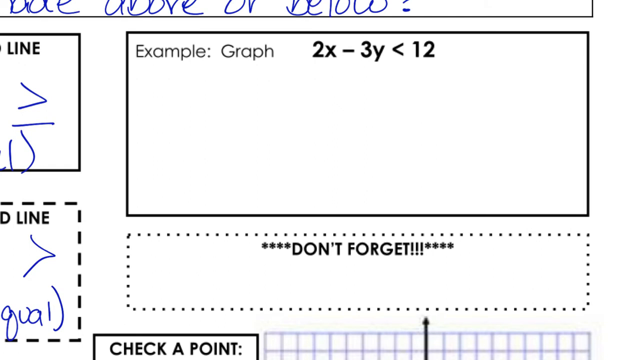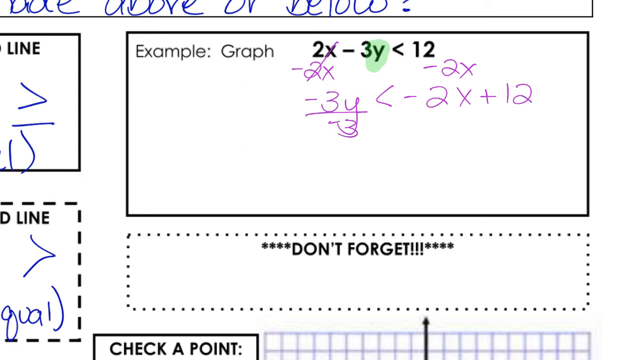Here we have 2x minus 3y is less than 12. So my goal here is to get y by itself. So I'm going to manipulate this equation. So I have negative 3y is less than negative 2x plus 12. Now, the last piece here is to divide by negative 3. Everything gets divided by negative 3.